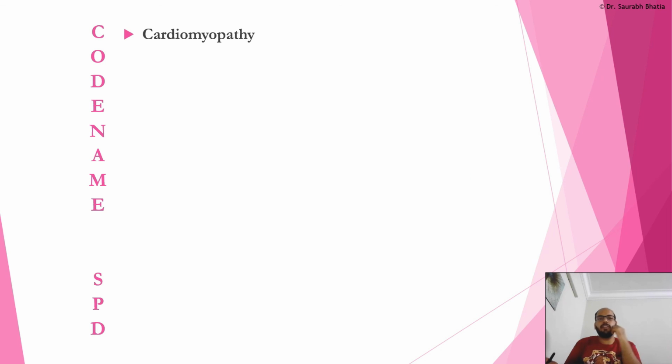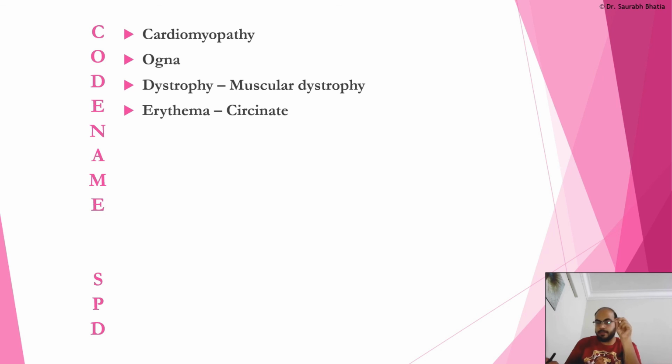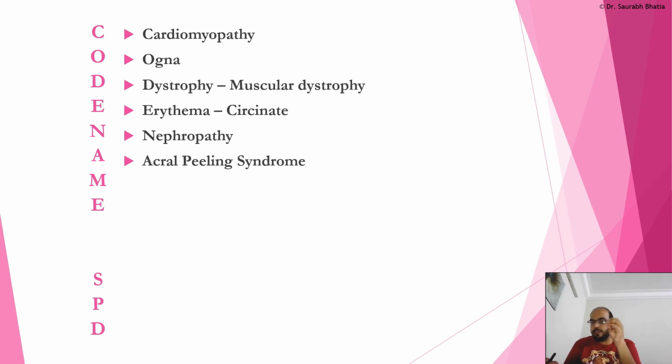So for C, we have EBS with cardiomyopathy, Kelch mutation. For O, we have Ogna, onychographosis, Garmi, seasonal summer exacerbation, no scarring, acral areas involved. D is dystrophy, muscular dystrophy, lectin mutation. E is erythema, circinate, marginal circinate erythema. N is EBS with nephropathy. Okay, you have nephropathy with proteinuria. Okay. A is acral peeling syndrome, transglutaminase 5 deficiency.